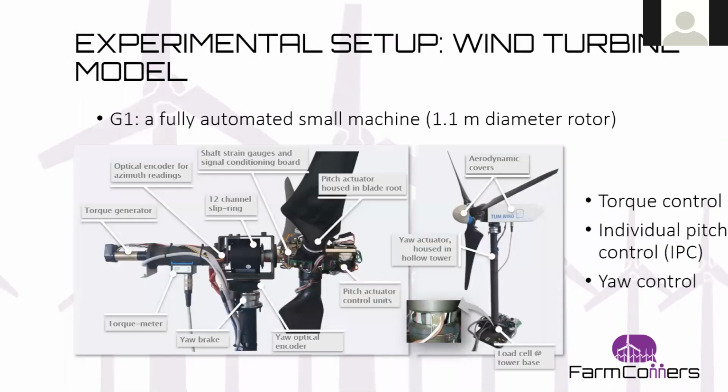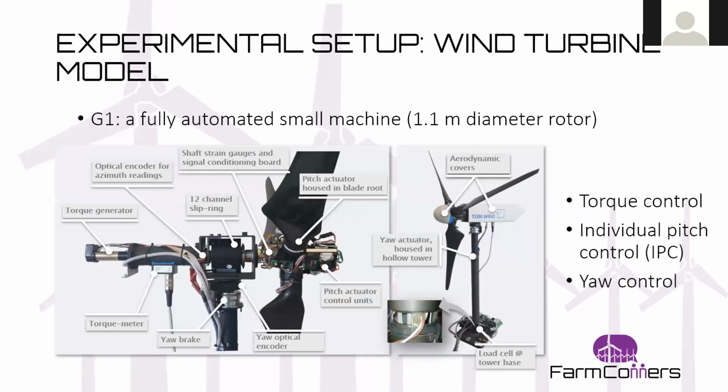Just a brief overview, to clarify that the models were all identical. G1 is the name we gave to the scale models, which have a diameter of 1.1 meter. What is important is that they are fully actuated, with torque control, individual pitch control, and yaw control, as well as quite well sensorized. There are load sensors on the shaft and at the tower base. So fully automated, fully controlled like a real wind turbine.